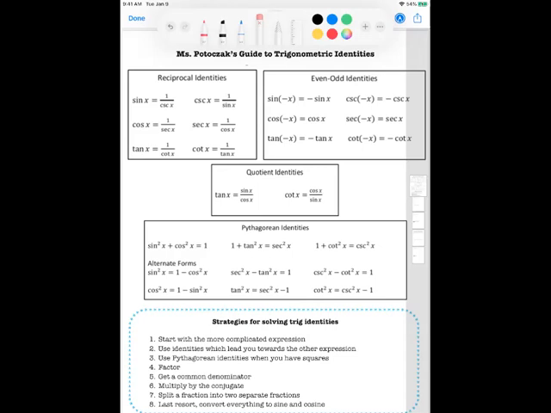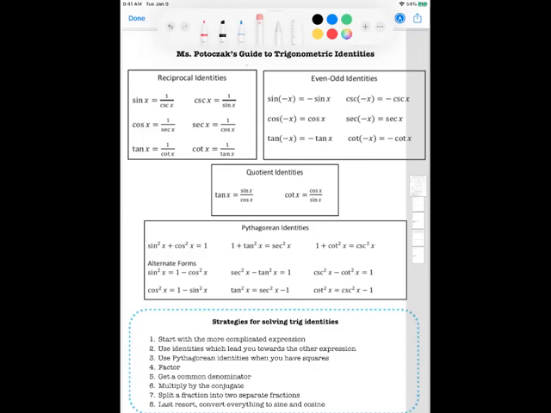Step 6, multiply by the conjugate. I'm going to save this one for pre-calc and SAM. However, it's a really good strategy to use. And if you are interested, you can send me an email. I'd be happy to go over this with you, provide you with some examples of that. Strategy 7, split a fraction into 2 separate fractions. I'm going to show you how to do this today. And then the last resort, we can convert everything to sine and cosine. So when we do this converting of everything to sine and cosine, what we're really applying are those quotient identities there.